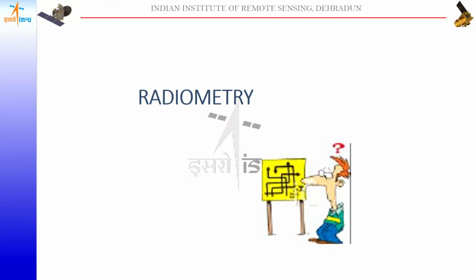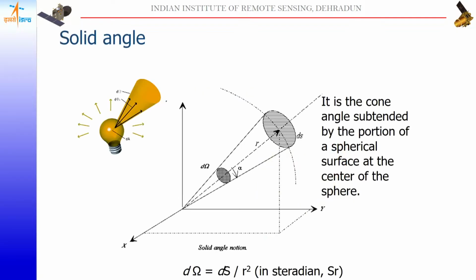Now, once we understand that we are going to measure the radiation, how do we measure this radiation? There is a measurement of radiation in some terms. So let's see those terms here. Before we go further, let's see the solid angle concept.